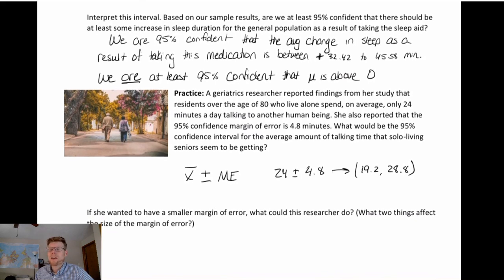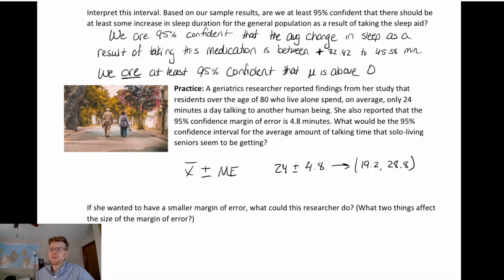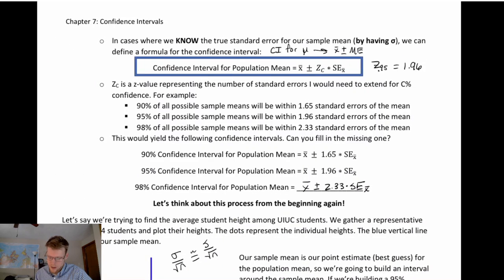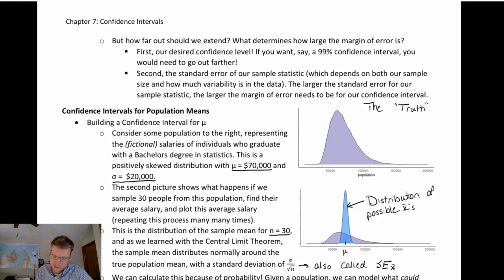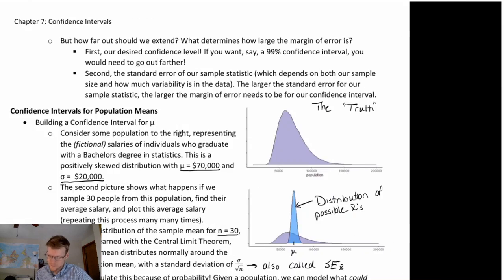So if she wanted to have a smaller margin of error, what could this researcher do? And there's two things here that affect the size of the margin of error. So we talked about two of them. One of them is the level of confidence that we set, and the other one is the sample size, or we could just call it the standard error. I think it's back here on this page, right? So we talked about two things. One of them is our confidence level affects how wide our interval is. Secondly, the standard error of our sample statistic affects how wide our interval is, and that has to do with two things: the sample size and the variability in the variable itself.